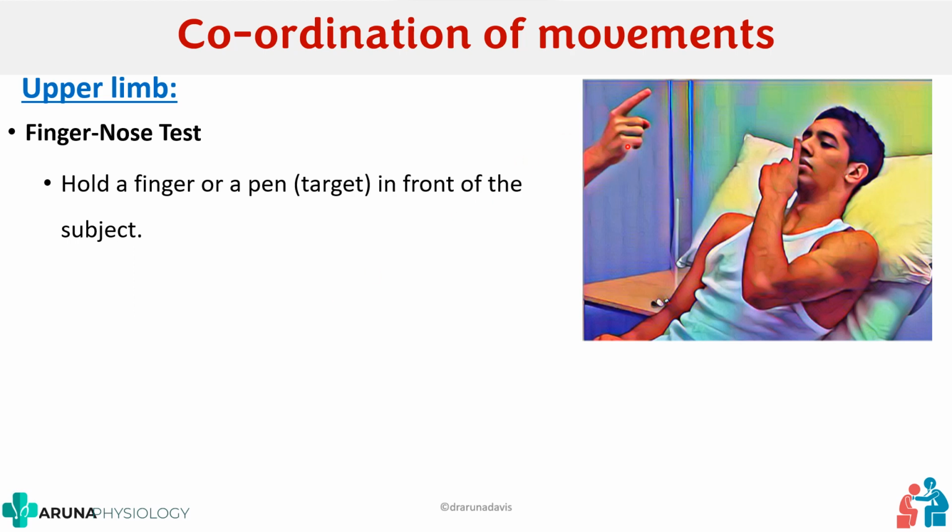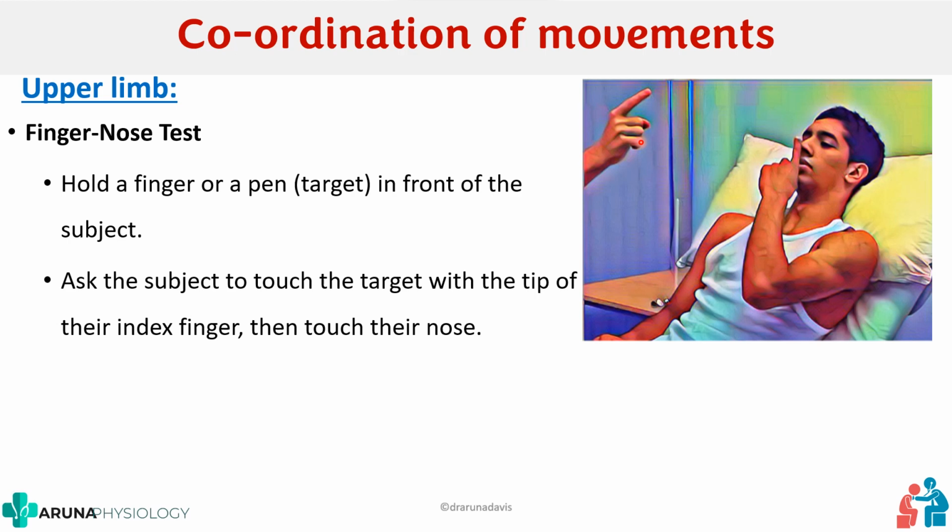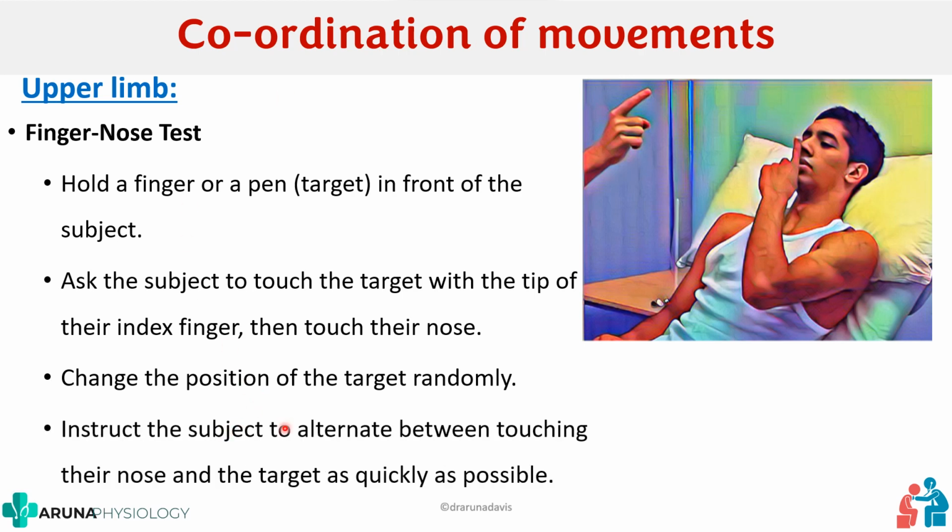So this is the examiner's hand. And then you ask the subject to touch the target with the tip of their index finger and then touch their nose. So basically the subject has to touch the examiner's finger and then touch the tip of the nose. So the examiner can change the position of the target randomly. So you can move your finger randomly so that the person has to touch the examiner's finger at a different position each time. And one important thing is that we ask the subject to alternate between touching the nose and target as quickly as possible. It should not be slow, it should be as quickly as possible.